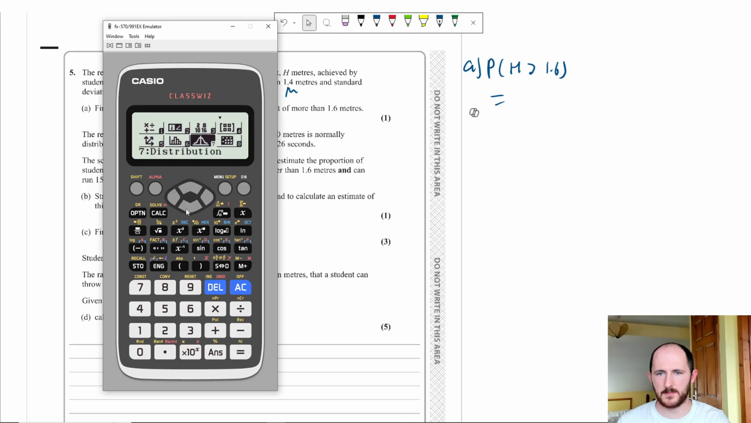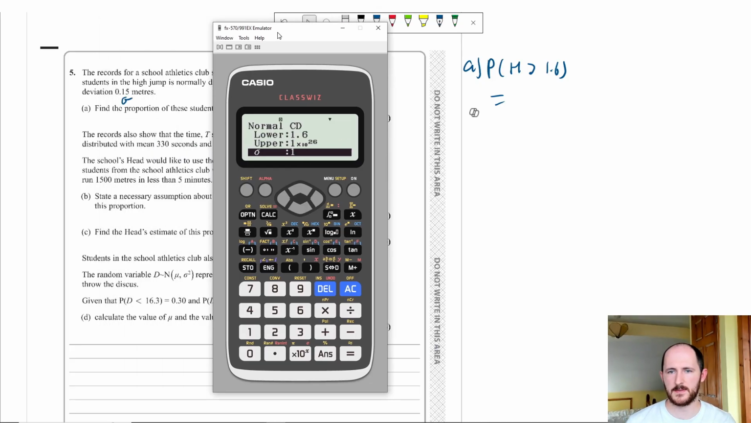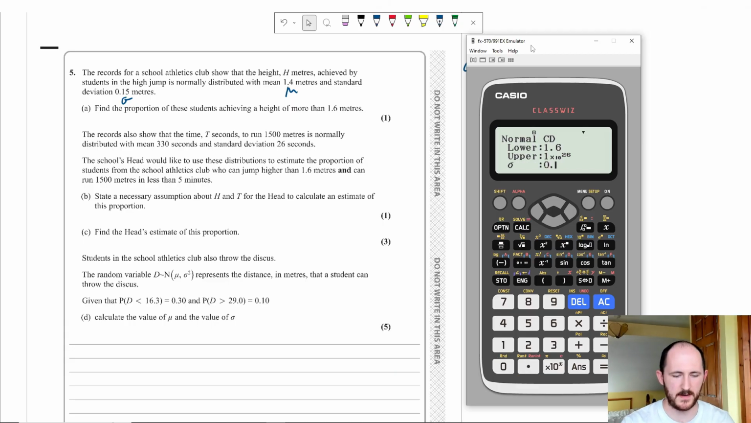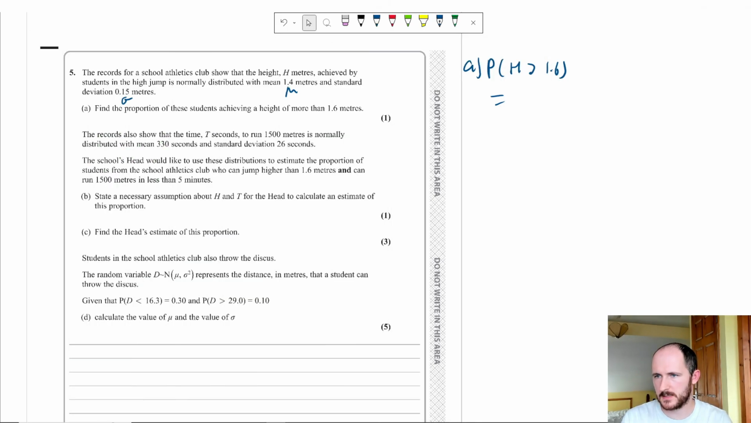So down to distribution, normal CD, the lower is 1.6. Make sure you enter a really big number for the upper, just to make sure nothing weird happens. Sigma is 0.15, and the mean is 1.4. We get 0.0912.